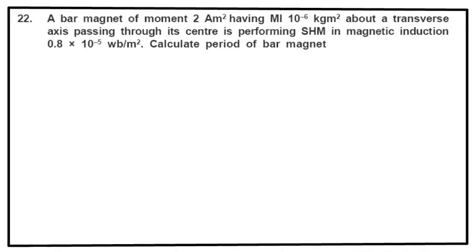A bar magnet of moment 2 ampere meter square, having moment of inertia 10 raised to minus 6 kg meter square about a transverse axis passing through its center, is performing SHM in magnetic induction 0.8 into 10 raised to minus 5 Weber per meter square. Calculate the period of the bar magnet.